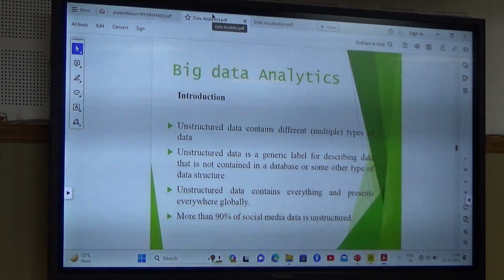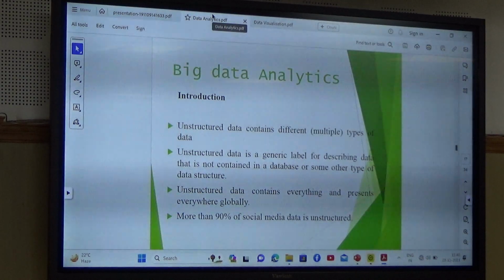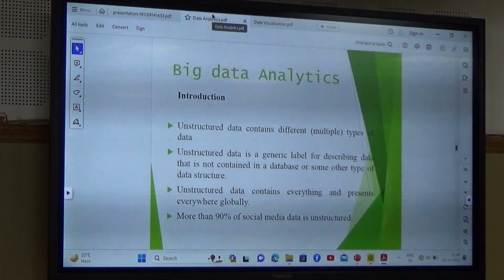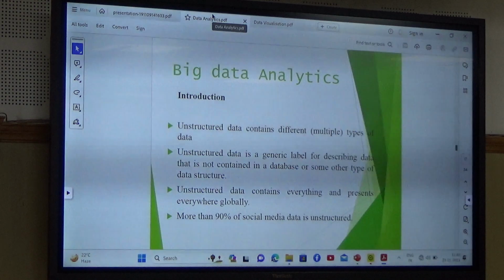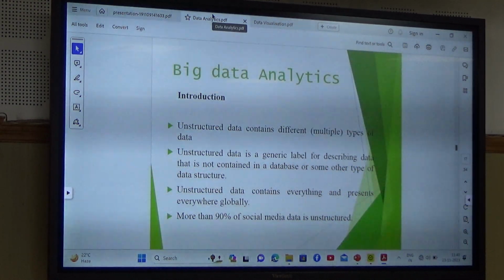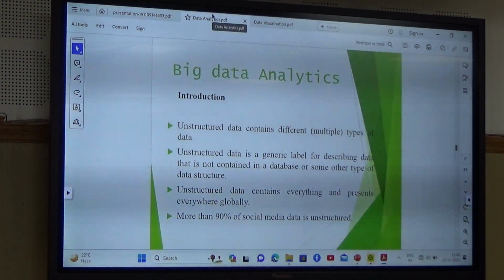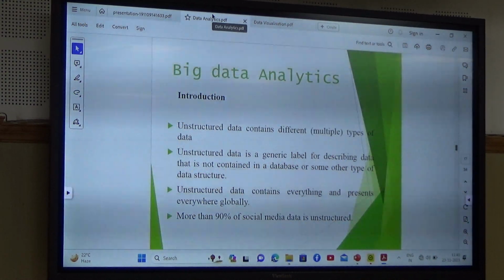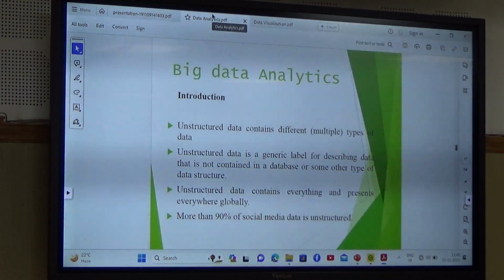Unstructured data contains multiple different types of data, and unstructured data is a generic label for describing data that is not contained in a database or some other type of data structure. What is the minimum requirement for big data analytics or data analytics? You should be well versed with the table. First, you should be well versed with DBMS basics. I'm not asking you to be very good in DBMS, but at least the basics. And then how you move with large-scale data, that we are going to discuss over here.